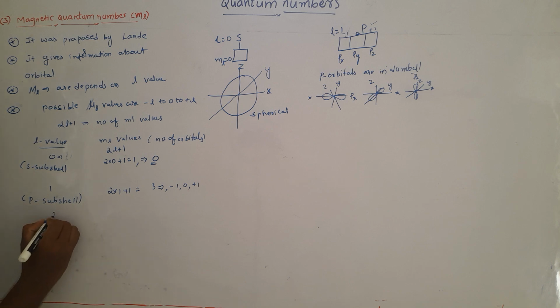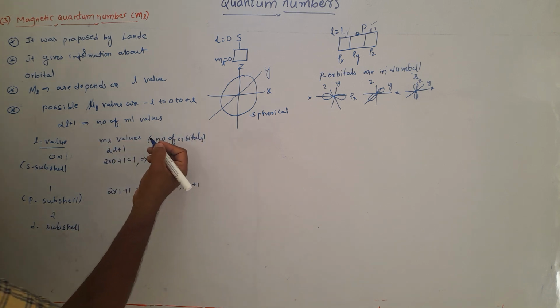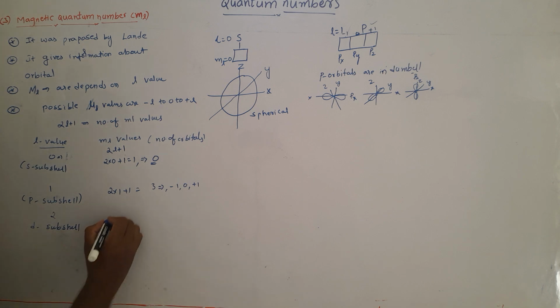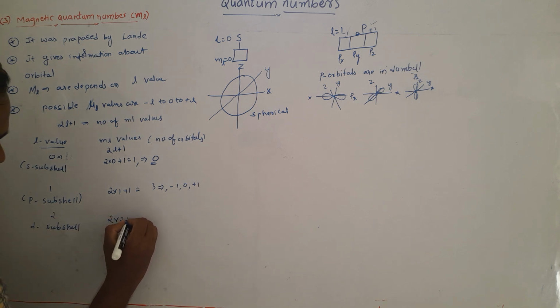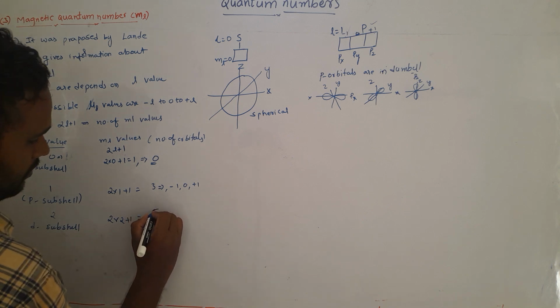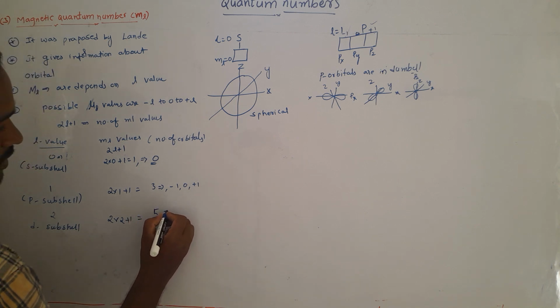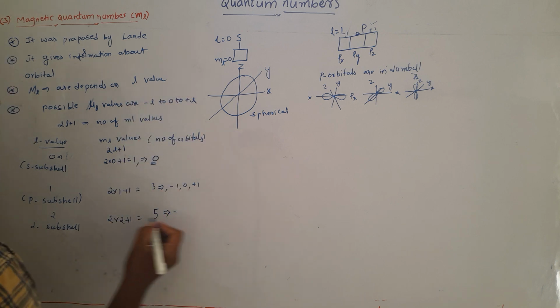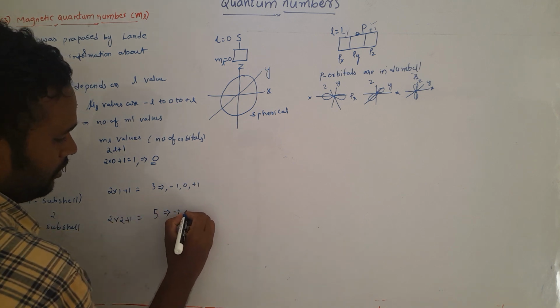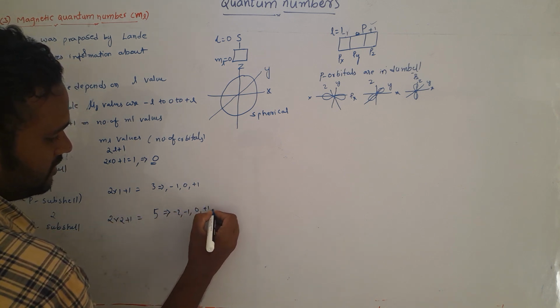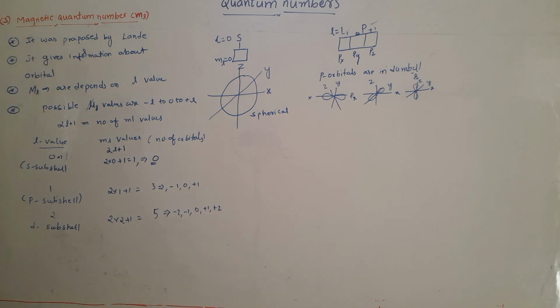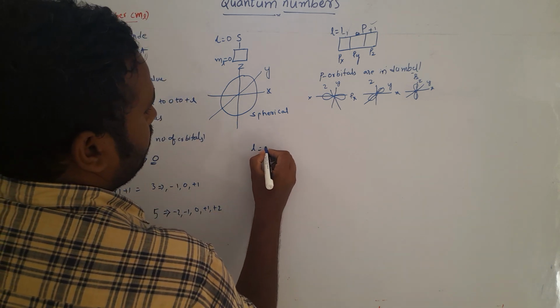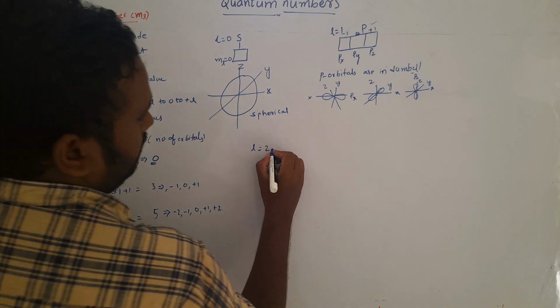Next, if L equal to 2, that is the d subshell. The number of ml values, that is the number of orbitals, is 2 into 2 plus 1, equal to 5, so 5 values are possible. What are those 5 values? They are from minus L to 0, 0 to plus L. With L value 2, that is minus 2, minus 1, 0, plus 1 and plus 2. These 5 values are possible. So L equal to 2 is the d subshell.